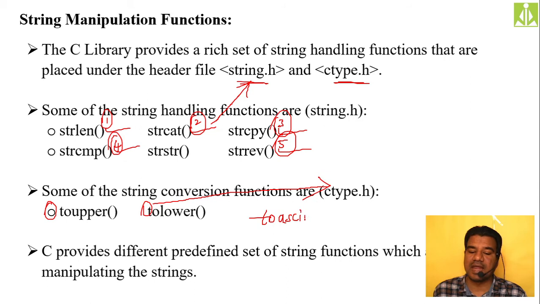toASCII is basically a character function. It will not operate on strings, it will operate on characters. Just to know the ASCII value of a particular character, we use this toASCII function.